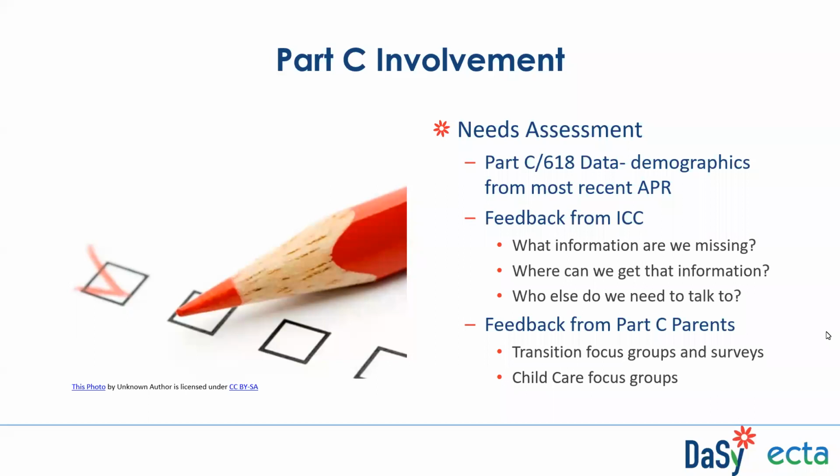Because they weren't able to use a lot of that data, what we offered was for them to get feedback from our ICC. The ICC is the Interagency Coordinating Council, which is required under IDEA Part C. Our contractors came to an ICC meeting and spoke with the members and asked, what information are we missing? Where do they think that information can be found? And who else do they need to talk to? I think it was probably 6 or 7 of those giant sticky pad pages that were full of different ideas and different entities and programs, both state and private, that would have additional data about Part C and specifically birth to 3.